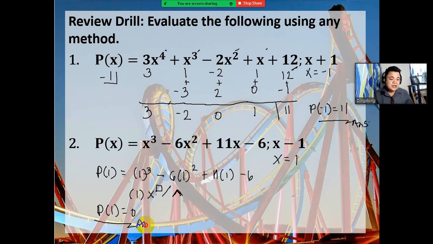As you can see, in the first example, the value of P of x is 11 in terms of negative 1, and then P of 1 is 0. Those are the things that we are going to use now, evaluating polynomial functions, to better understand the remainder theorem and the factor theorem. So how are we going to get 0? What's the difference of getting a non-zero remainder or a zero remainder? Those are the things that we're going to have now.